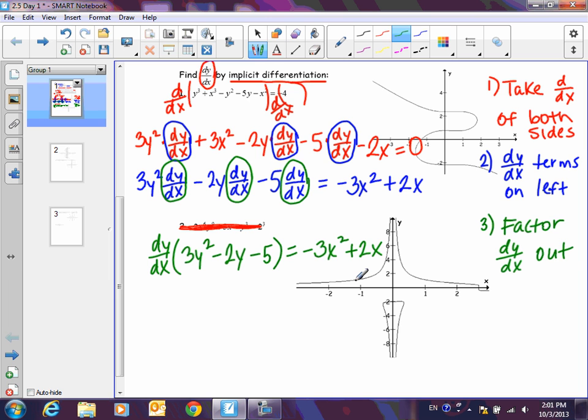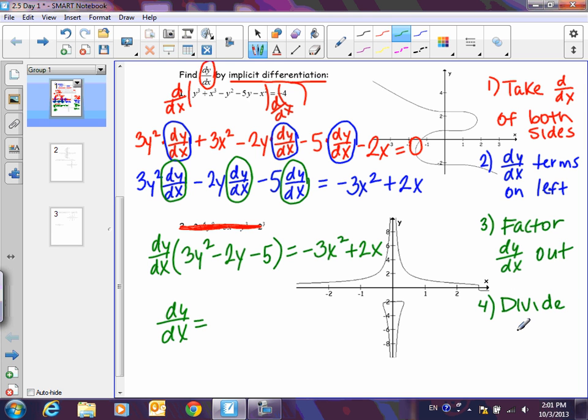And so just to recap what I did, after I took the derivative, I bunched all the dy over dx terms together so that I could factor out dy over dx. This is what I'm trying to isolate. My final answer I want to be dy over dx equals something. That's what I want in the end. So what do you think my 4th step is going to be? Divide.